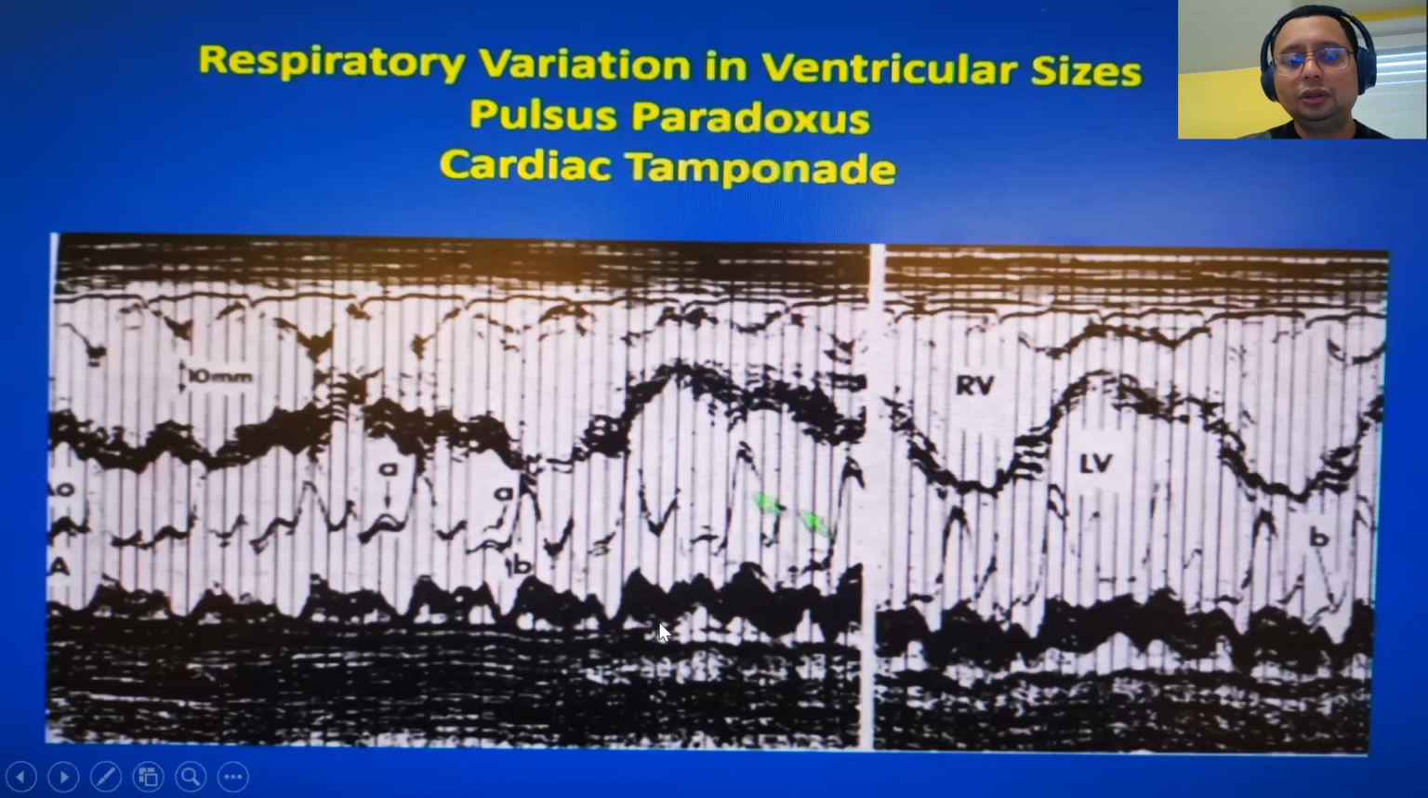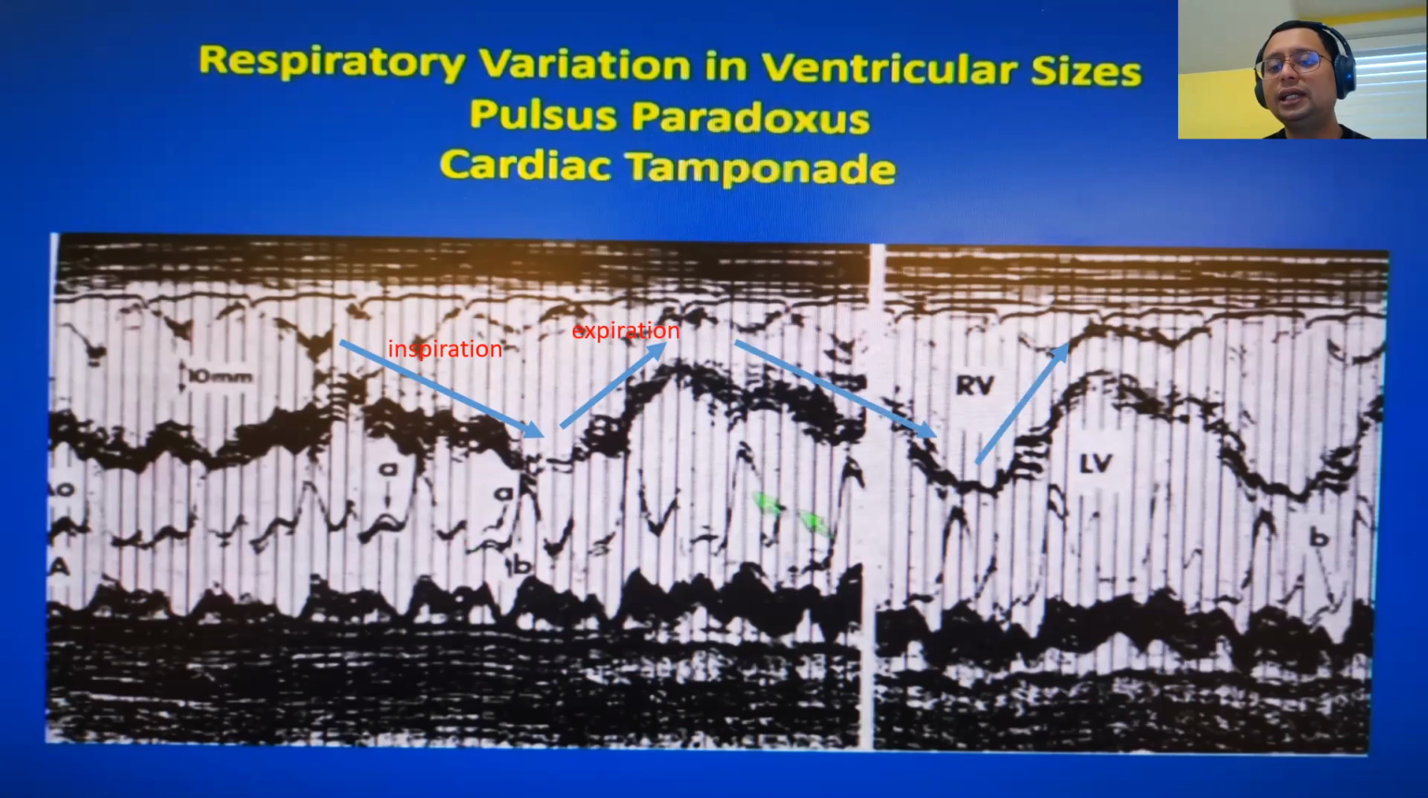During inspiration, the interventricular septum is going to the left side. In expiration, it goes to the right side. Inspiration, left side, and expiration, back to the right side. So this patient has increased interventricular dependence. If this patient has pericardial effusion, this is a marker of cardiac tamponade. If this patient has small pericardial effusion or no pericardial effusion, this is a marker of constrictive pericarditis.